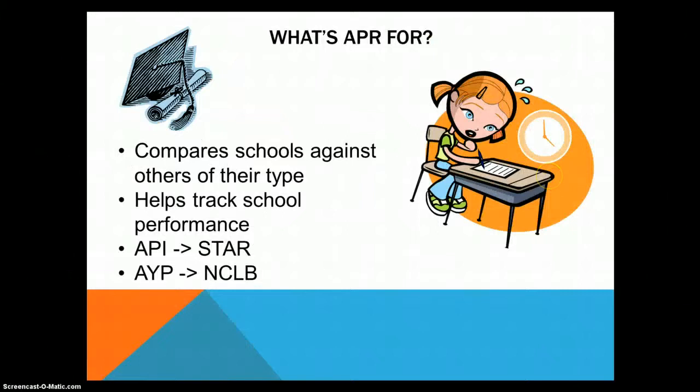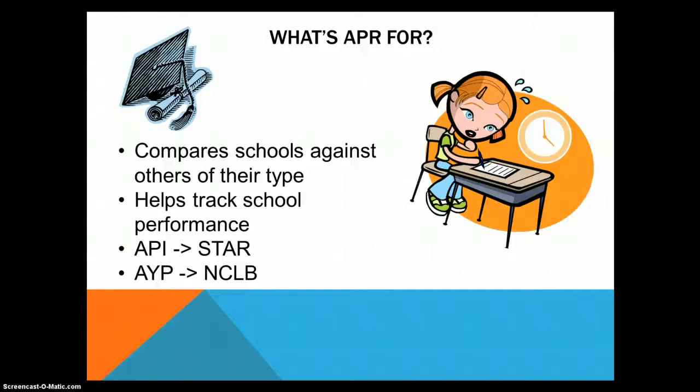APR is important because it compares schools against other schools of their type and helps track the school's performance. So you have elementary schools measured against elementary schools, or high schools against high schools. It compares how well the school has taught the students, the school's scores on that particular test, and it tracks the school's performance over several years.